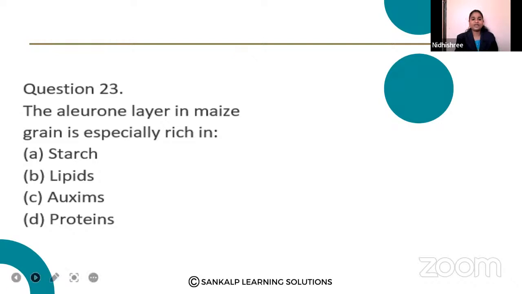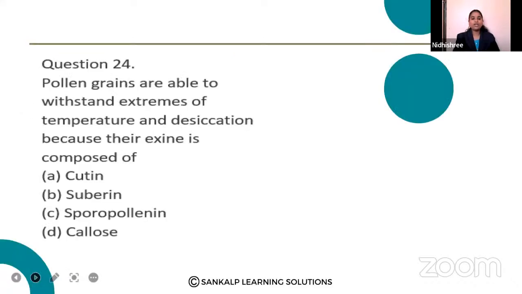Question 24: Pollen grains are able to withstand extremes of temperature and desiccation because their exine is made up of what? We just discussed it. The exine of the pollen grain, the outer layer, is made up of cutin, suberin, sporopollenin, callose. Very good. Option C is the right answer.